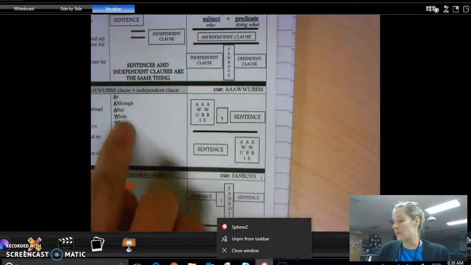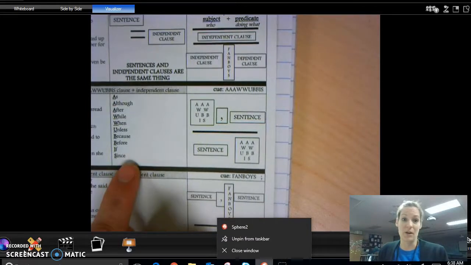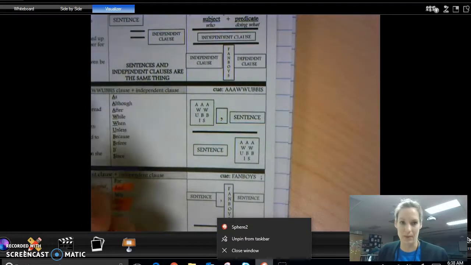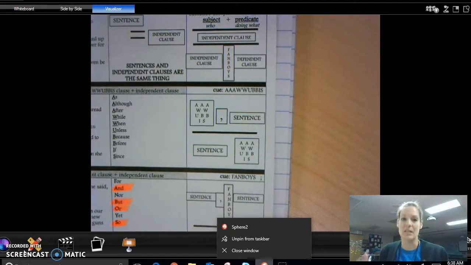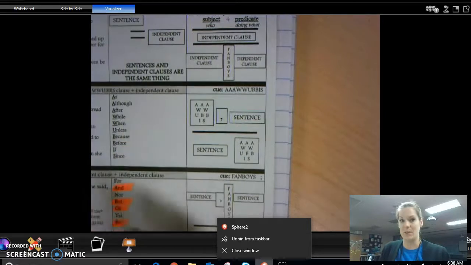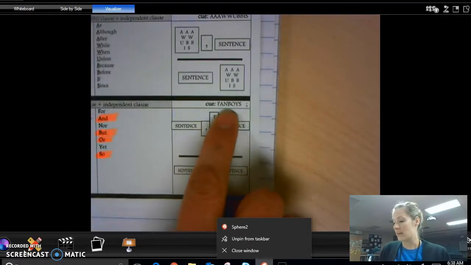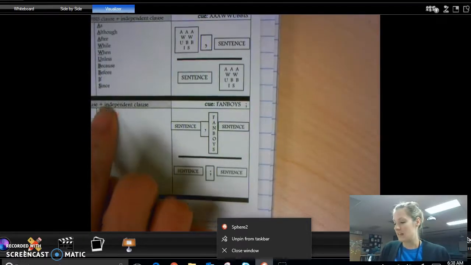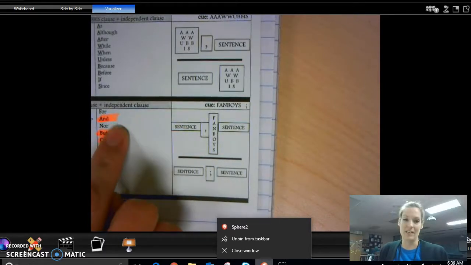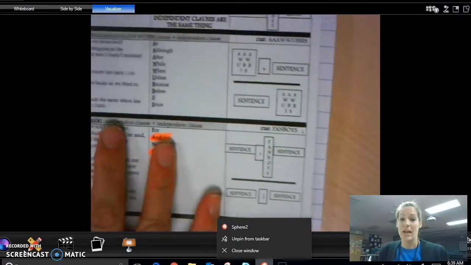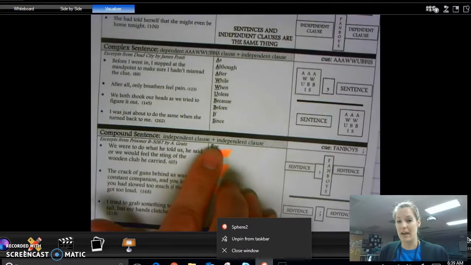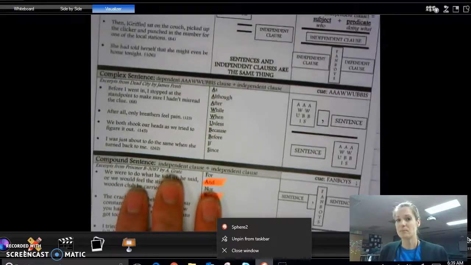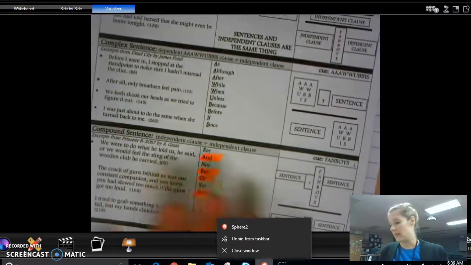These are not the only prepositions that are out there. I will tell you there are so many prepositions, but these are ones that tend to be the most common. As you find ones that you use more often, you can just add them in the space right here. And then, of course, FANBOYS, you're looking for this. And then these are your FANBOYS here. Again, pay attention to and, but, or, and so. And then you have that difference between a compound, which is independent, versus a dependent and independent clause.